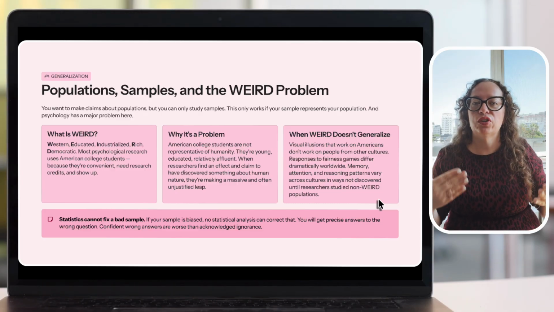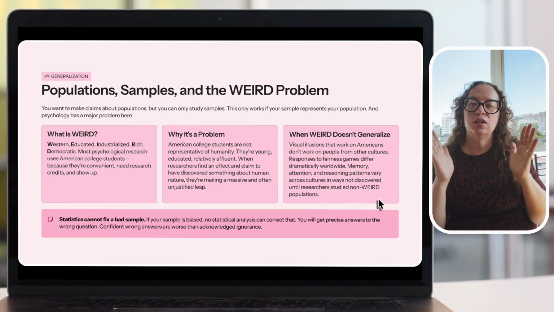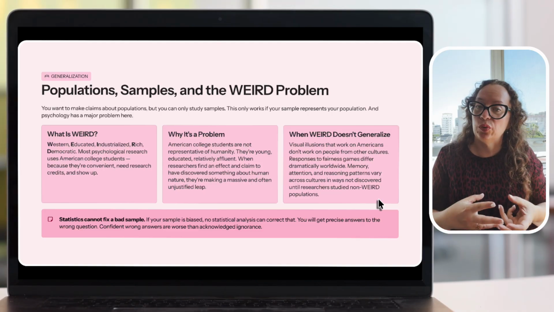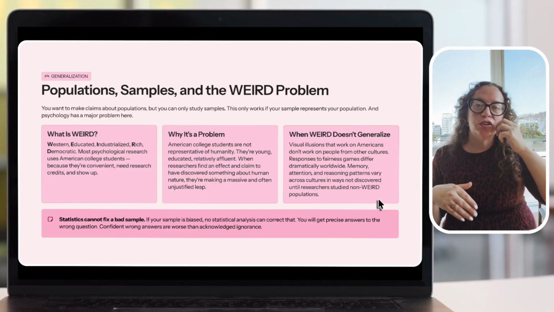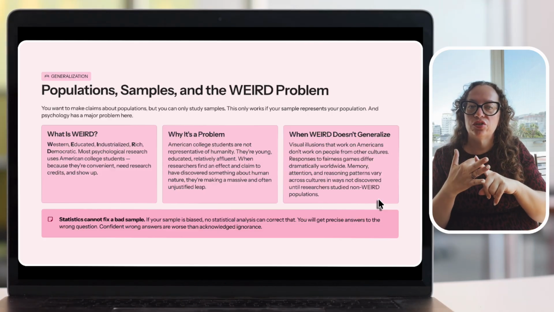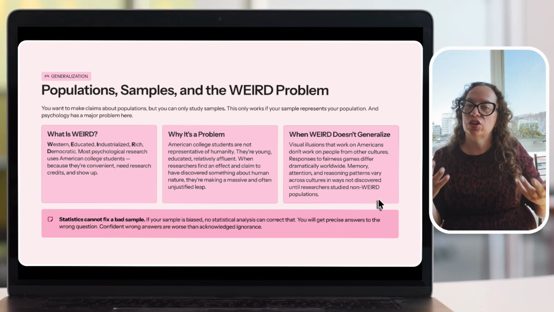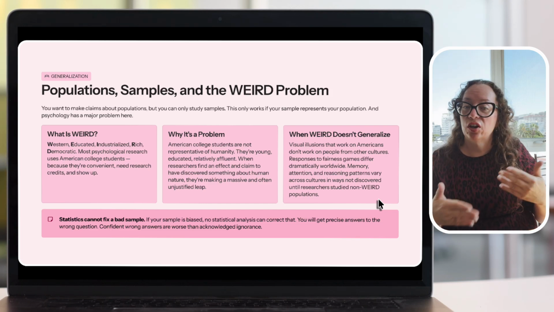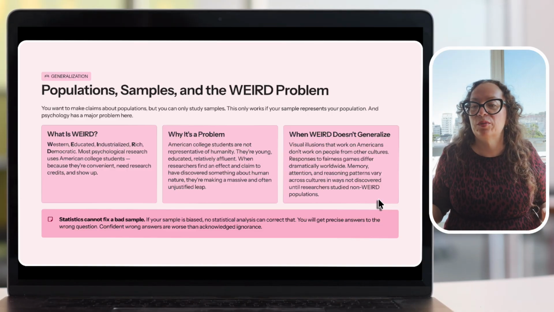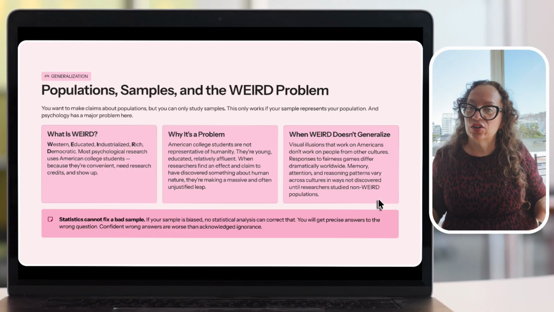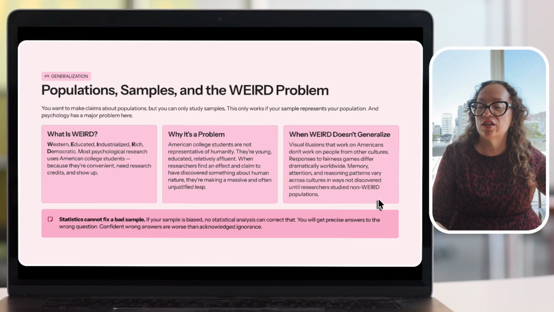So this only works if your sample represents your population. Here's a problem that psychology has become increasingly aware of over the past couple of decades. It's called the WEIRD problem. WEIRD stands for Western, educated, industrialized, rich, and democratic. And the problem is that most psychological research is conducted on WEIRD samples, specifically on American college students. Why? Because they're convenient. If you're a psychology professor at an American university, you have easy access to undergrad students. They need extra credit, they need money, they show up, you can run studies.